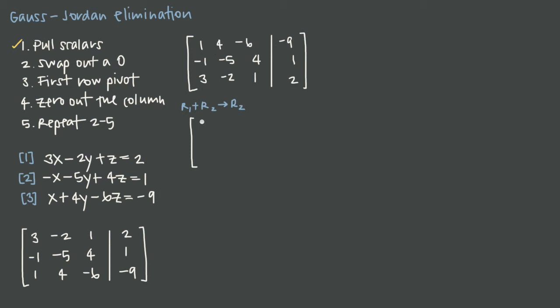The first row will stay the same. 1, 4, -6, -9, and then we need to add the first and second rows. So 1 plus a -1 is 0, 4 plus a -5 is -1, -6 plus 4 is a -2, and -9 plus 1 is a -8.